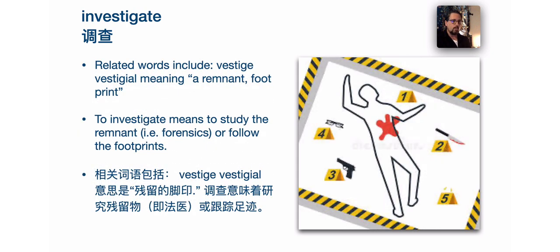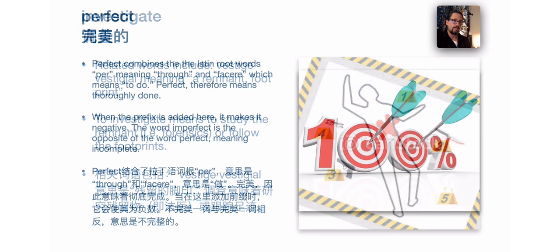Now, related words belonging to this word family are vestige or vestigial. These words mean a remnant or a footprint, something that is left behind. So the root word found in investigate is the same root word found in vestige, which means something that is left behind. To investigate means to study the remnant, such as forensics. Forensic science is studying a crime scene, looking for evidence to follow the footprints to ascertain the truth of what happened.